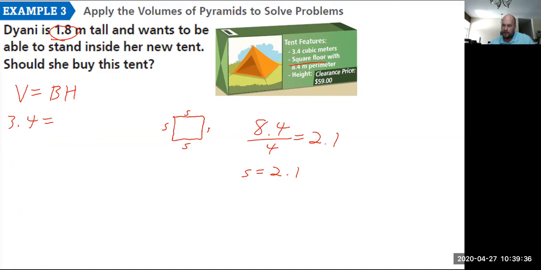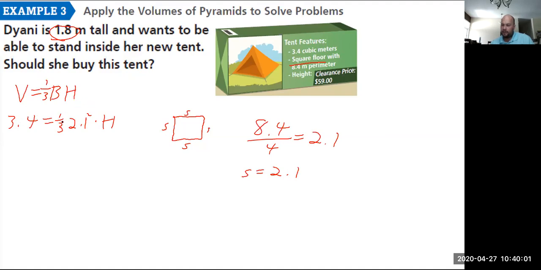All right, I am missing, there it is. I got a few other people responding now. I'm missing the 1/3. So 1/3, 2.1 squared times height. That 1/3 is important. I found instead of the volume of a pyramid, I did the volume of a prism.